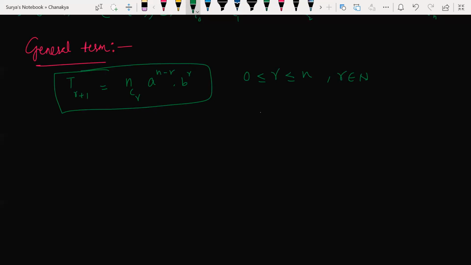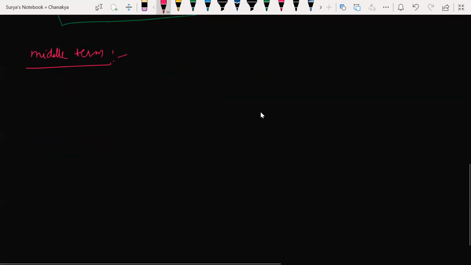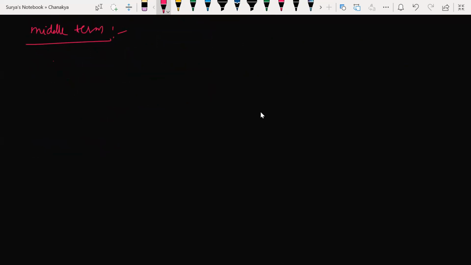Next, what are the middle term formulas we have? We have different formulas if n is even and if n is odd. If n is even, what is the middle term going to be? It is going to be the n by 2 plus 1th term.